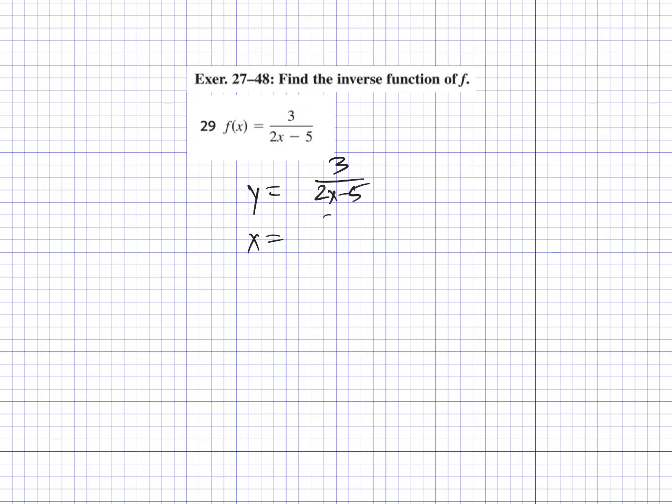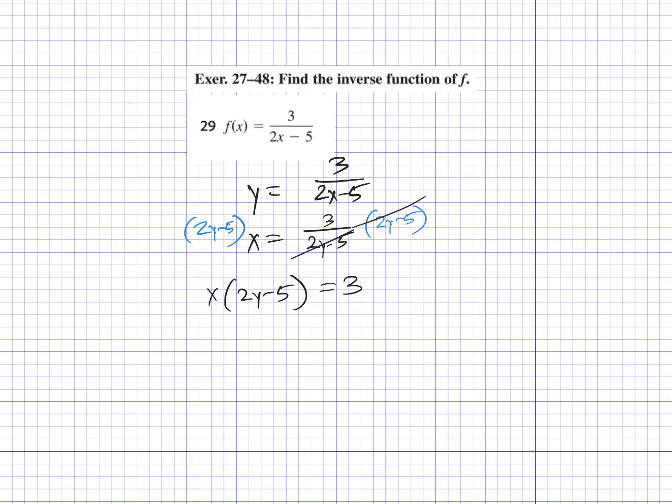So I'm switching these. And you may have a different method, and that's totally fine. So now I need to solve for y. So I got to get out of the denominator. So I'm going to multiply by my denominator. Okay, so I get x times 2y minus 5 equals 3.